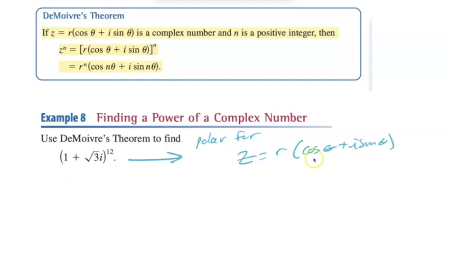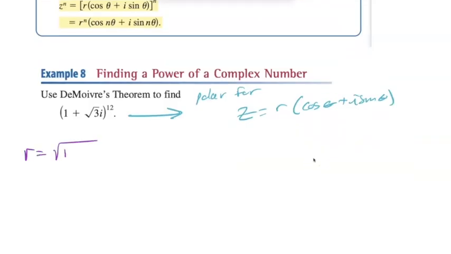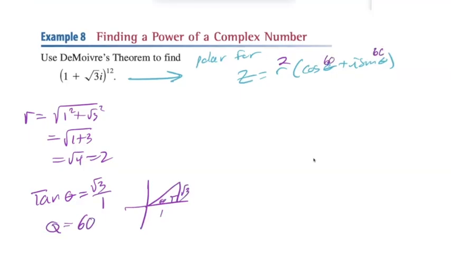We're going to transfer this, and now we're going to write that. If I want to transfer this, I need 2 things. I need r, which is the square root of 1 squared plus radical 3 squared. 1 plus 3 is the square root of 4, which is 2. And I need the angle. Tan of theta equals b over a, radical 3 over 1. That's in the first quadrant. Rad 3, 1 is 60 degrees. Let's rewrite it. z equals 2 cosine of 60 plus I sine of 60.